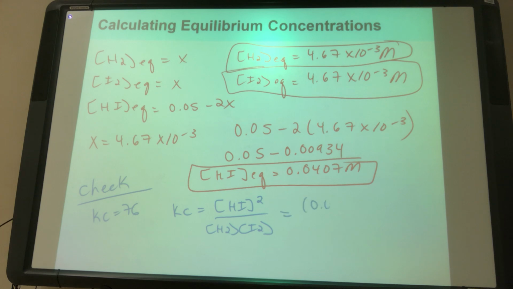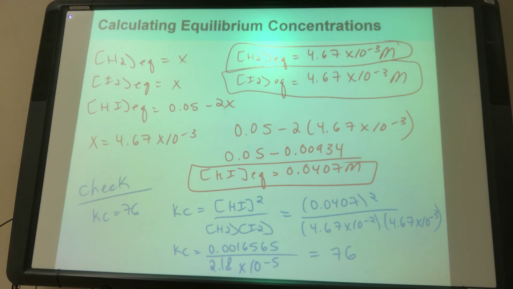So we can plug in these equilibrium values and see if I get 76. Plug in my HI, plug in my H2, plug in my I2. The top comes out to be 0.00166565. The bottom is 2.18 times 10 to the negative 5. When I do top divided by bottom, I get 76. That's what they gave me. So I didn't mess up anything. So it's just a good way to check your work.